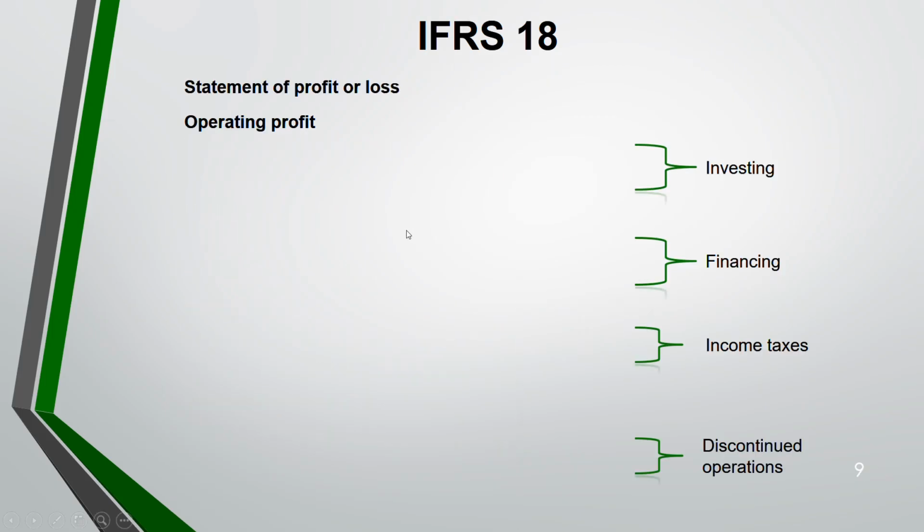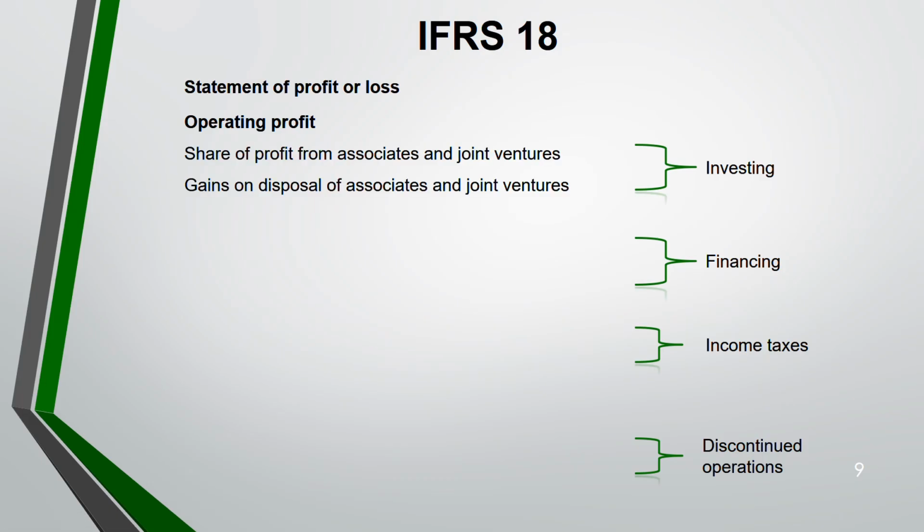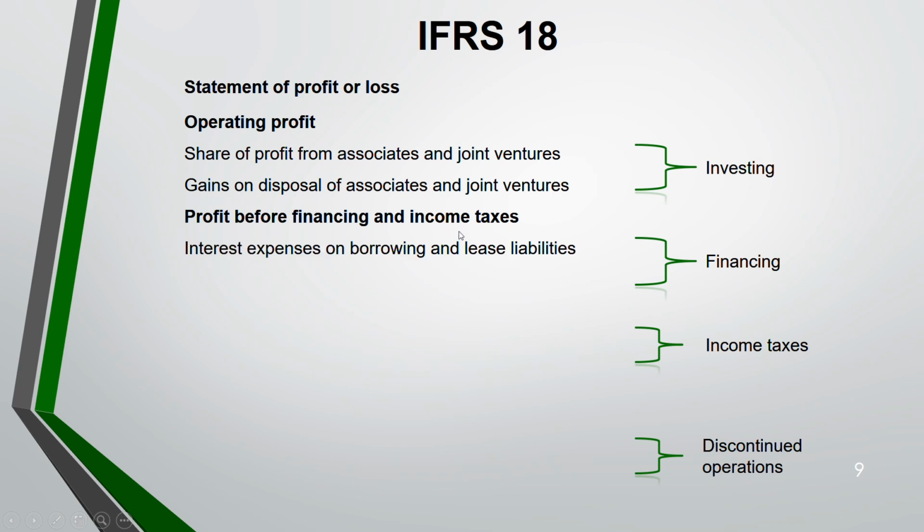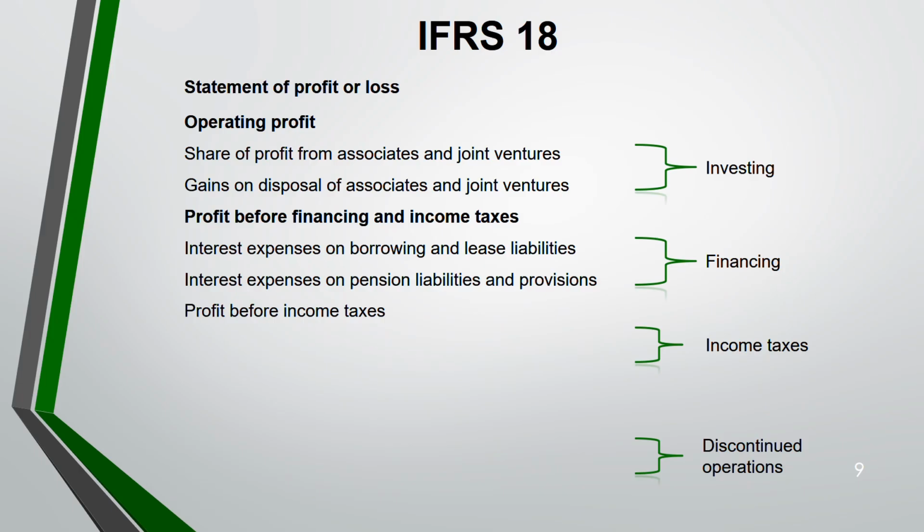After operating profit, share of profit from associates and joint ventures, and gain on disposal of your associates and joint ventures are in your investing category. Then you get your second subtotal, profit before financing and income tax. Then your interest expense on borrowings, lease liability, pension liability and provisions, all this interest expense is in your financing category. Then we have profit before income tax, where we deduct income tax, which is the income tax category.